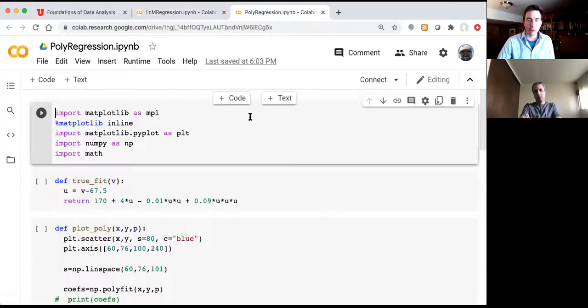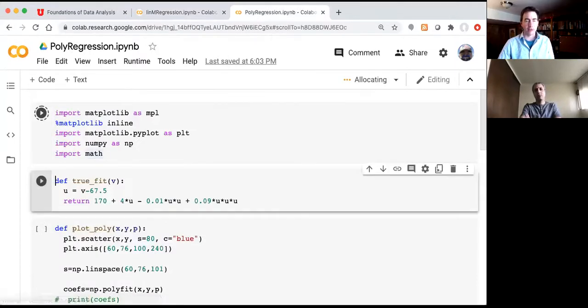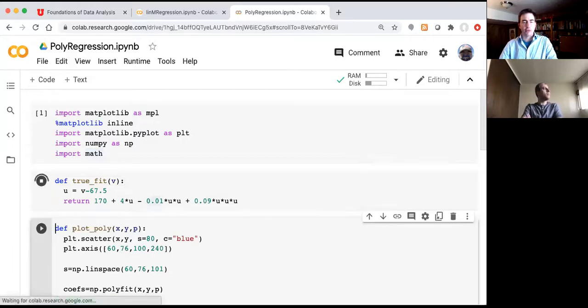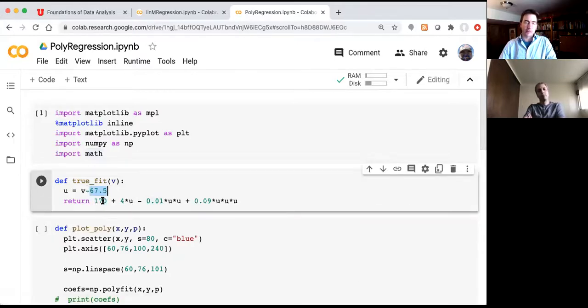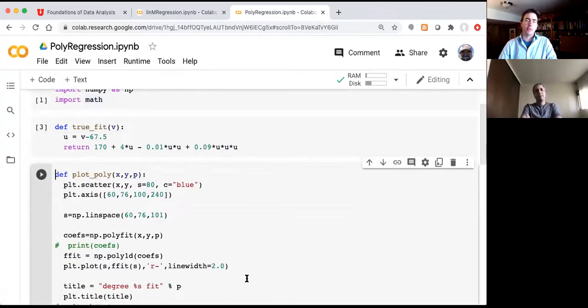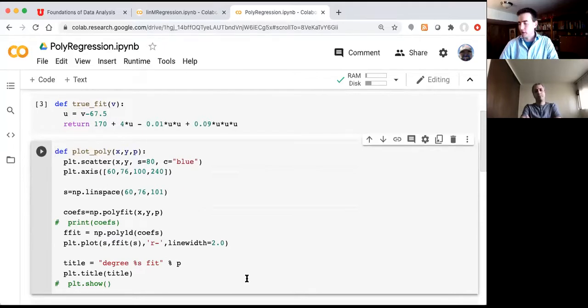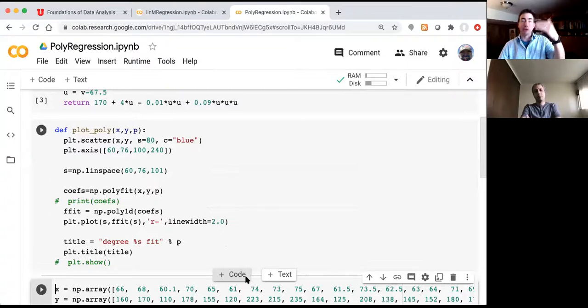Okay, let's quickly do the polynomial regression here. We'll probably come back to this on Wednesday. But we're going to start with some true fit here. The true model will be this u value with some offset, coefficient 4, coefficient 0.01 times squared, and 0.009 times that to the third power. I'll define this function and use it for plotting, and I used it to generate the original data with noise.